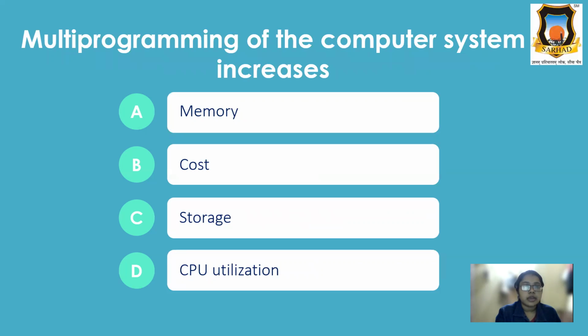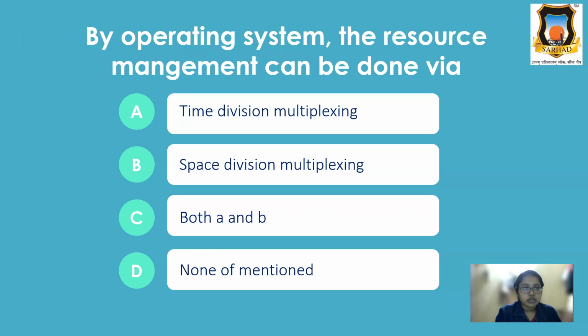Next question. Multiprogramming of the computer system increases option A, memory, option B, cost, option C, storage, and option D, CPU utilization. Answer, option D, CPU utilization. Moving to the next question.